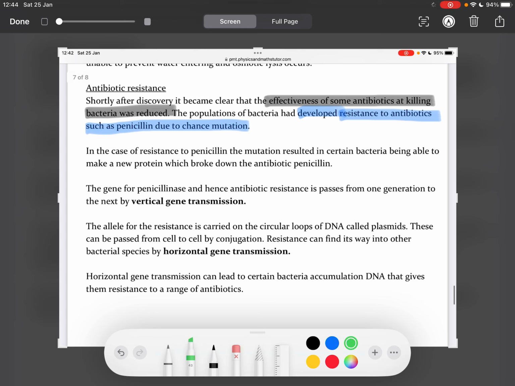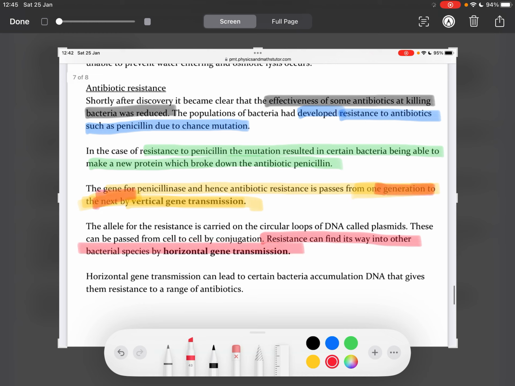How was the penicillin resistance mutated? In the case of resistance to penicillin, the mutation resulted in certain bacteria being able to make a new protein which broke down the antibiotic penicillin. The gene for penicillinase, and hence antibiotic resistance, is passed from one generation to the next by vertical gene transmission. Resistance can find its way into other bacterial species by horizontal gene transmission. So one generation to the next, same species, vertical. Different species, horizontal.